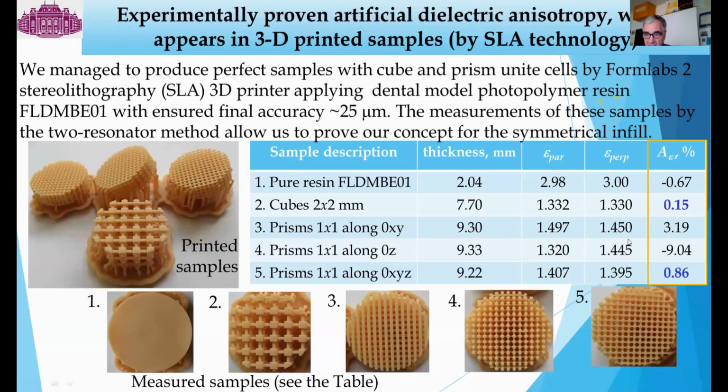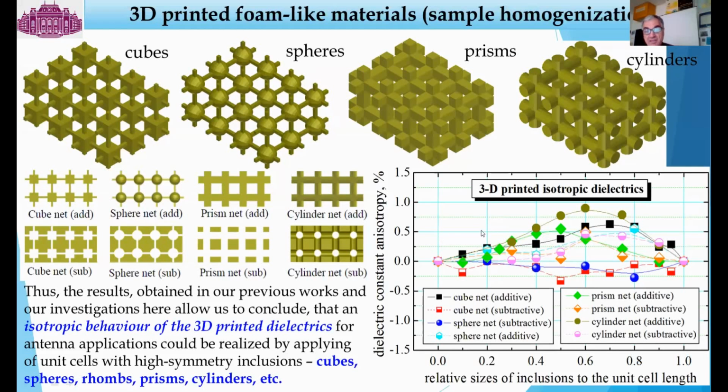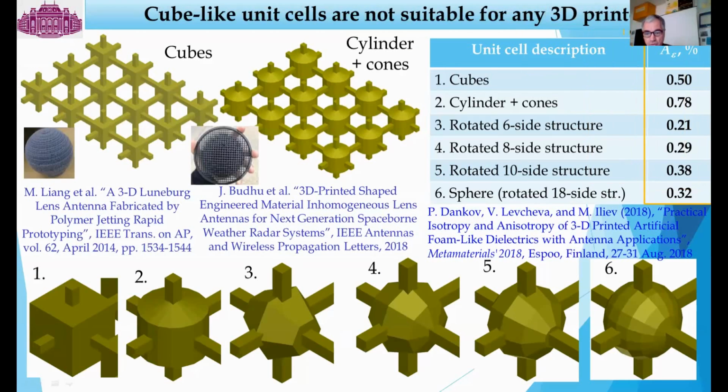And here in the last column, we can see that this is quite usual. It's a natural property of 3D printed materials, and we also found out how to obtain isotropic 3D printed material, and which unit cells are suitable for this, because many people are producing lenses for antennas with 3D printed materials, and they need this material to be isotropic.